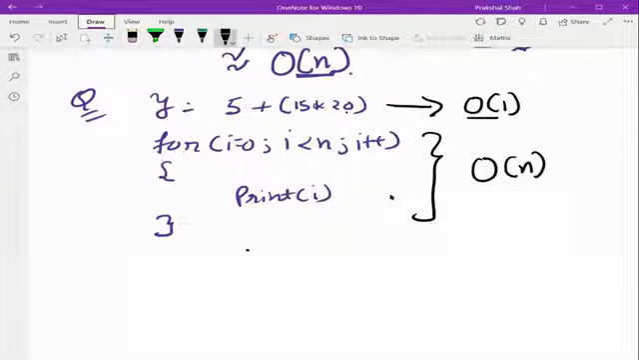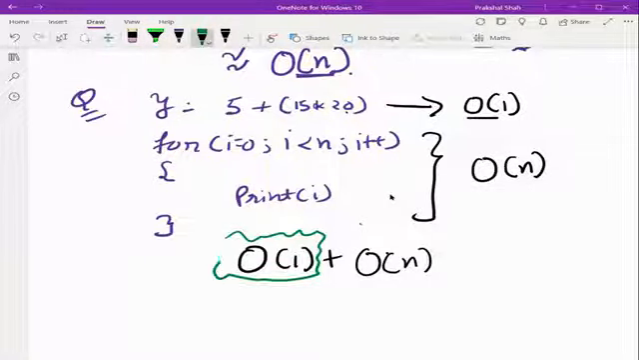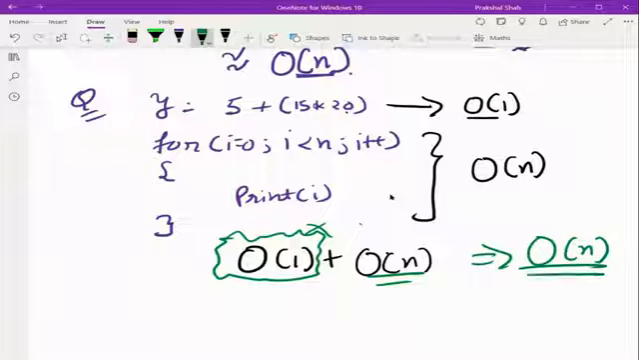Now can I say that both of these are sequential? So I can do it like this. I can do this. As per our rule, this lower term or constant term would always be ignored compared to this, so it will be nothing but my order of n only. Right? Okay, got this?